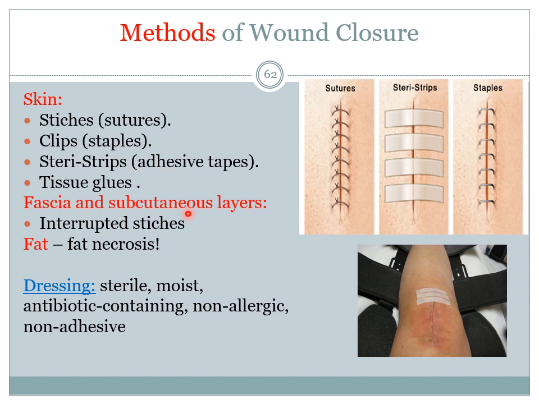The fascia and underlying subcutaneous layer usually use interrupted stitches, while the fat should never be sutured because it ends in fat necrosis. The sutures should only pass through the epidermis and dermis, and not through the fatty layer. After that you should apply a dressing. The dressing should be sterile and moist, with antibiotic ointment, non-allergic and non-adhesive to the wound.